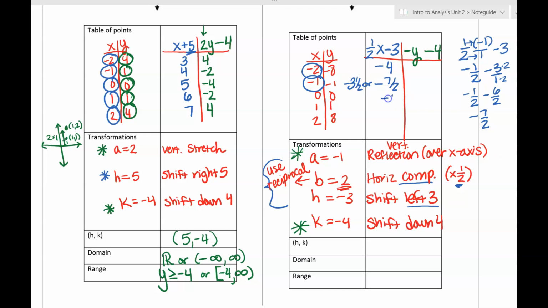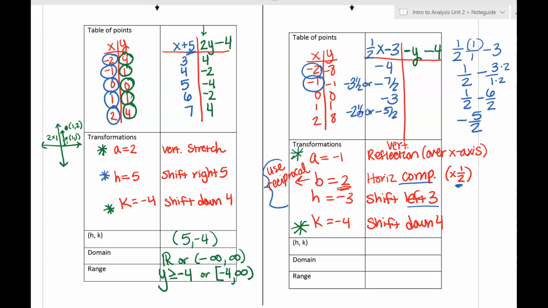If I plug in 0, I get -3. Now I'm going to plug in +1. So that's 1/2 times +1 minus 3. So that gives me 1/2 minus 3. And again, I need to make common denominators in order to add the fractions together. So 1/2 minus 6/2 is -5/2. That's -2.5, if you like to think about it that way.